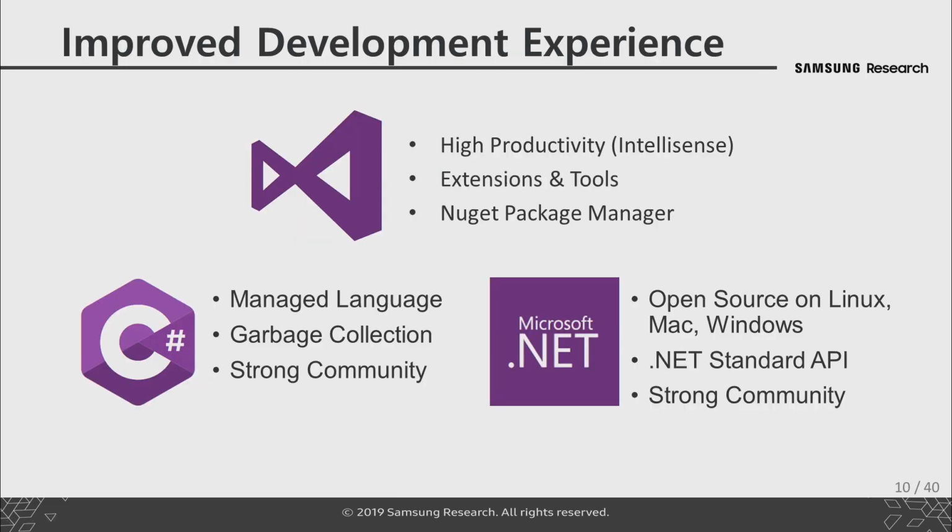So with Visual Studio and the .NET technologies, Tizen could achieve a much improved development experience. For example, Visual Studio has high productivity with its IntelliSense. You can use all the extensions and tools, NuGet package managers, so you can take all those benefits to develop Tizen.NET applications. And C# is a managed language, object-oriented, very powerful. With the .NET Framework, you can use standard APIs. It has a strong community there. It's very nice. So I think you can define Tizen.NET as this whole .NET environment running on the Tizen platform.